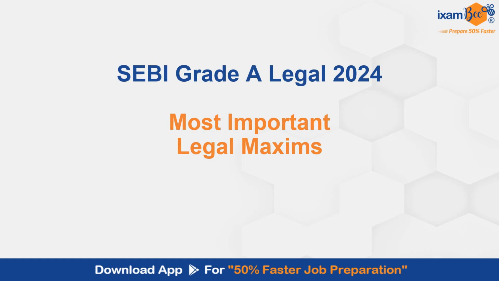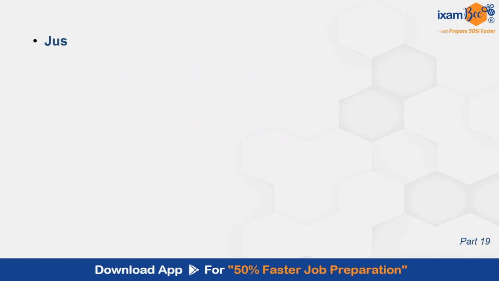This is our part 19 and the first legal maxim today is jus. This means a right that is recognized in law. You may have heard this term as a part of other maxims, jus ad rem, jus in re. Therefore, jus means the whole body of law, a particular system of law, any legal principle, right or power.